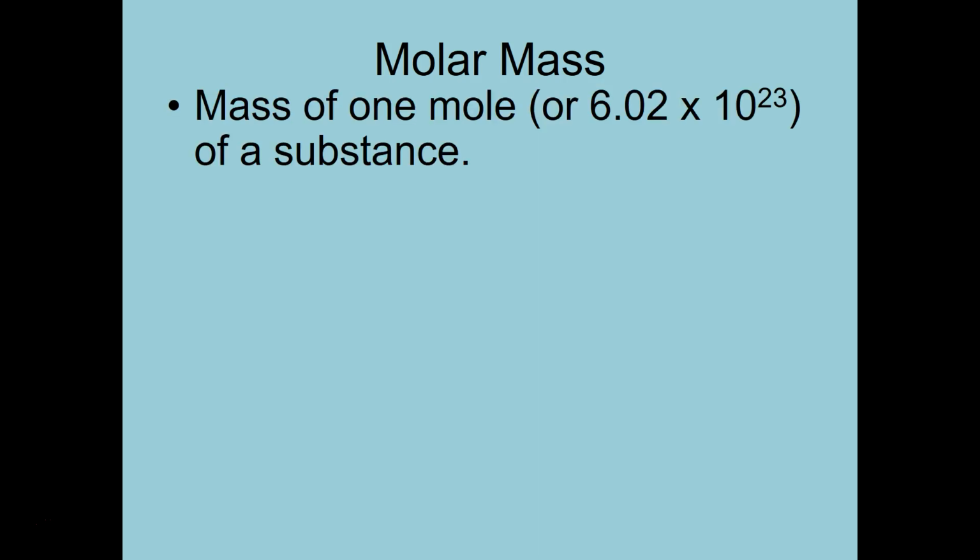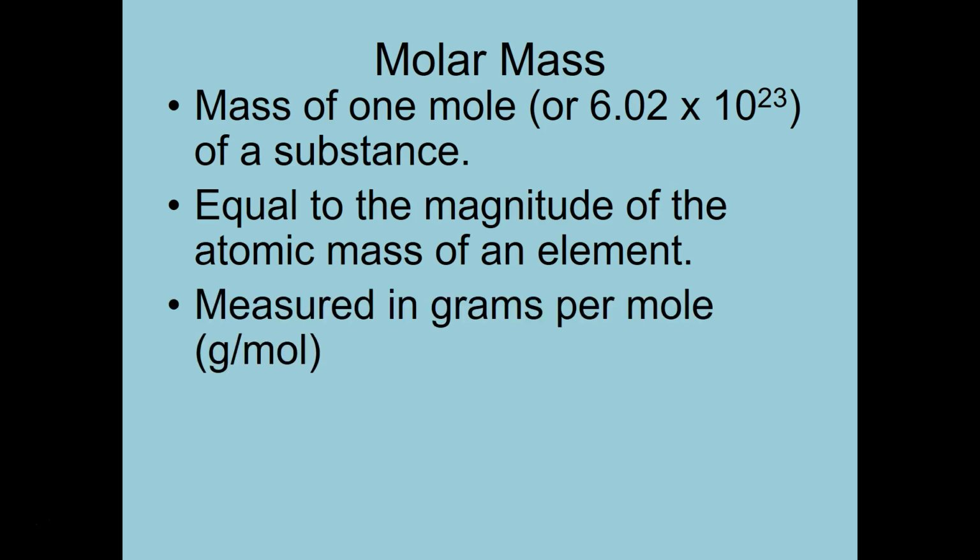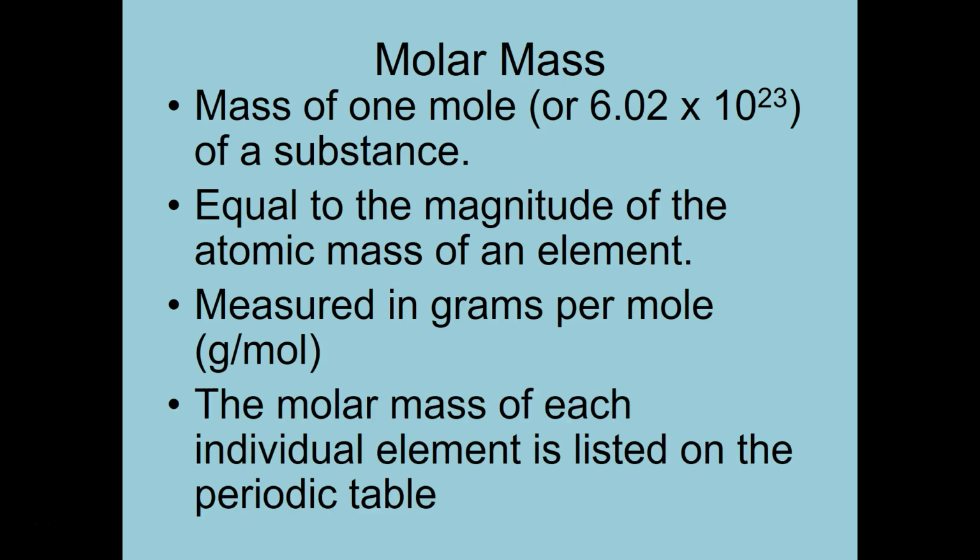So the mass of 1 mole, or 6.02 times 10 to the 23rd, of a substance is molar mass. It is equal to the magnitude of the atomic mass of the element. So that atomic mass on the periodic table is what that element's molar mass is. If it is in a compound, we're going to have to add and multiply them together. It's measured in grams per mole, which we write out as g/mol. The molar mass of each individual element is listed on the periodic table. Remember, you'll always be given that periodic table, so you don't have to memorize these.